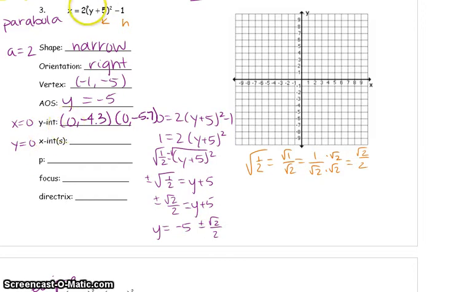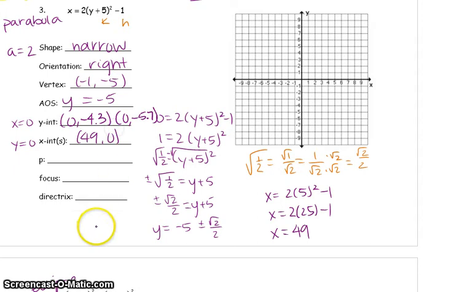To find our x-intercepts, we set our y equal to 0. So looking at our original equation, we were just setting our y equal to 0. So x equals 2 times (0 plus 5), which is 5, squared minus 1. So we'll get x equals 2 times 25 minus 1. So that means our x is going to be 49. So (49, 0) is our point.